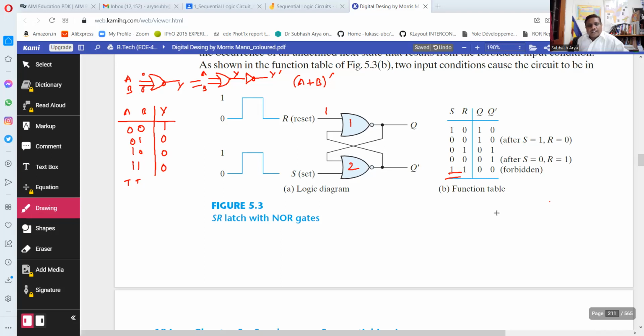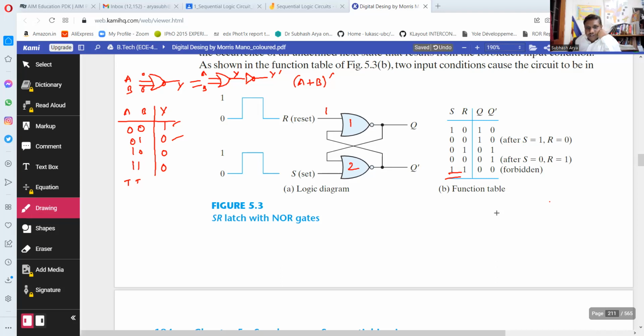So here you can see any 1 in the input makes output 0. So this is the truth table of the NOR gate. Any 1 in the input makes the output 0. So that is step 1. However, in order to have logic 1, both inputs have to be logic 0. So let us see what is going on here.